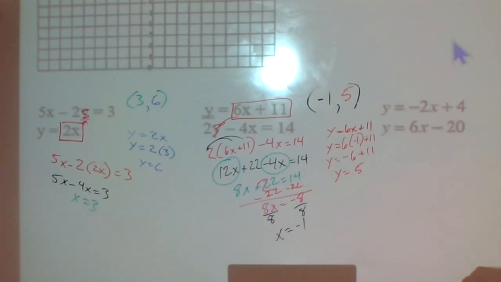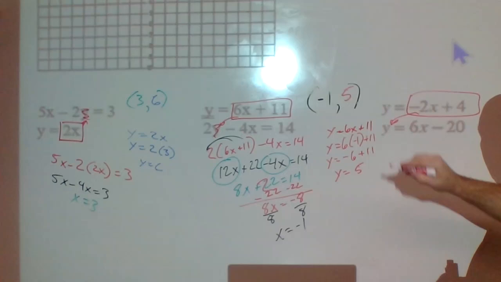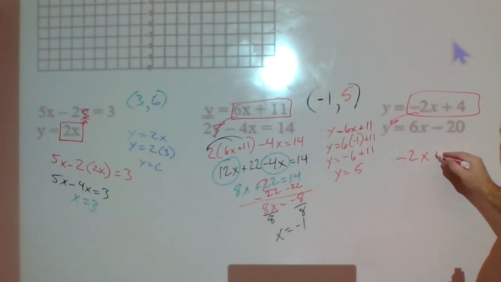And then the third substitution problem, we got y equals a mess and y equals a mess. So we're going to go ahead and take this mess and plug it in for y. So this one is -2x plus 4 equals 6x minus 20. Okay, so we got that one plugged in.